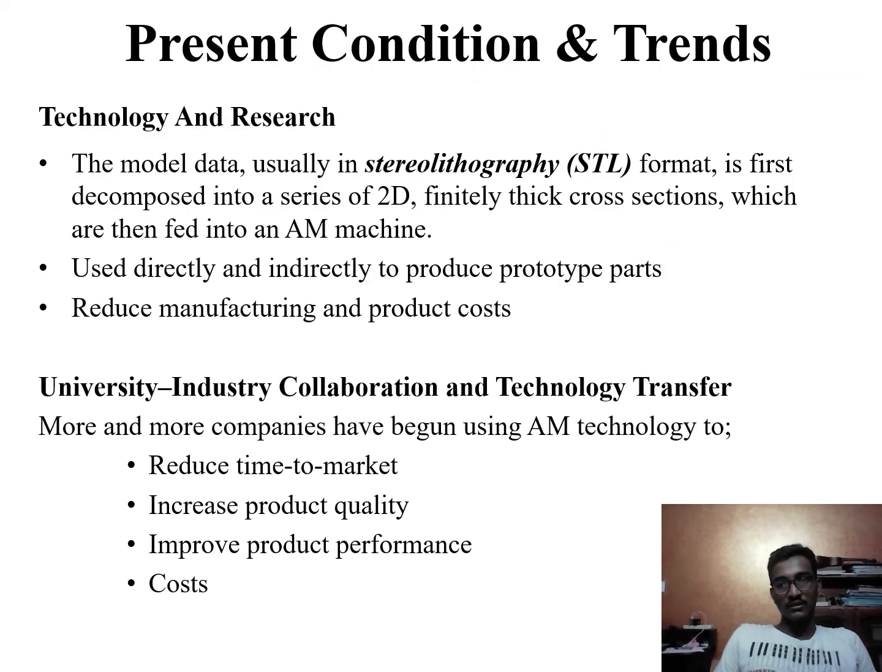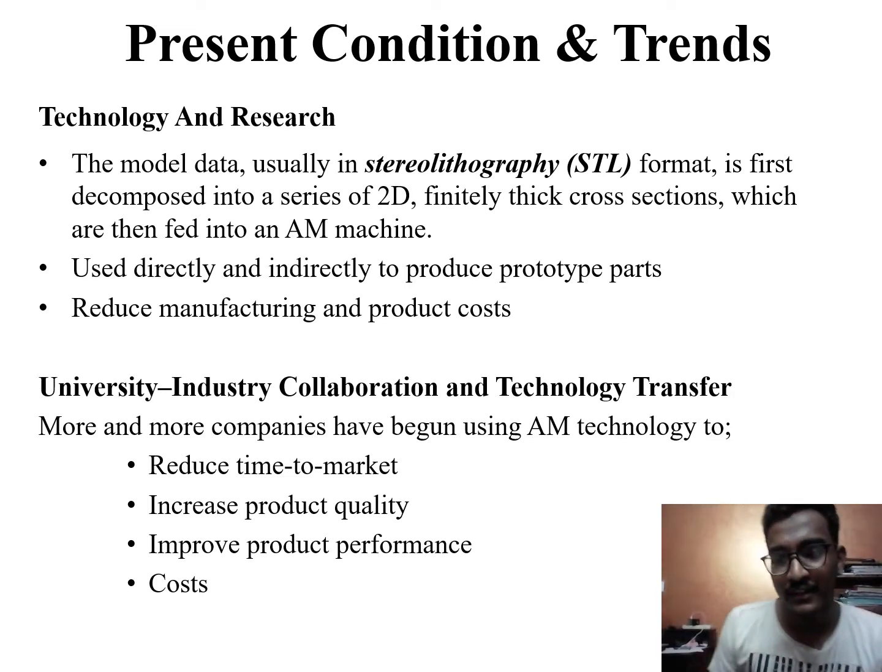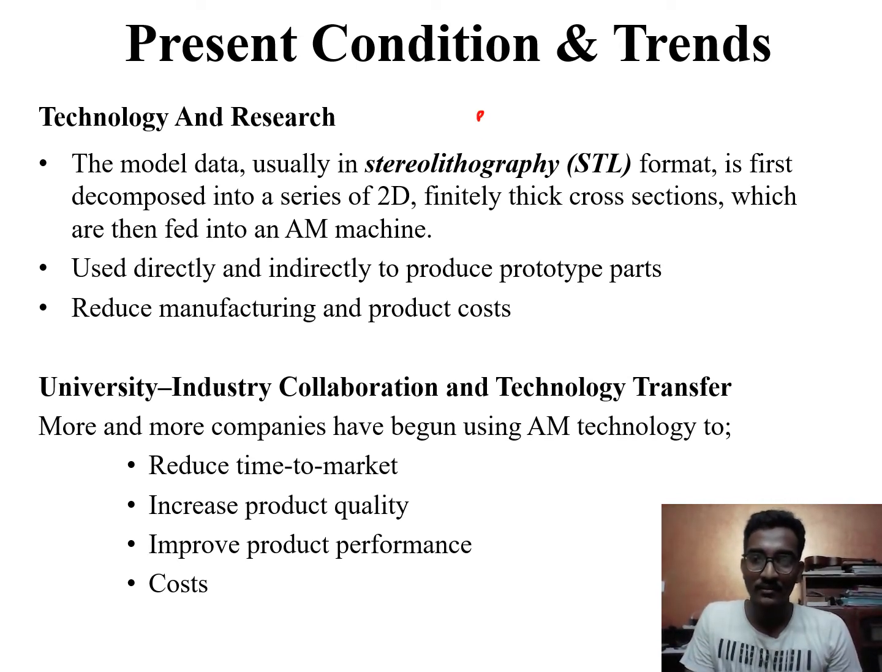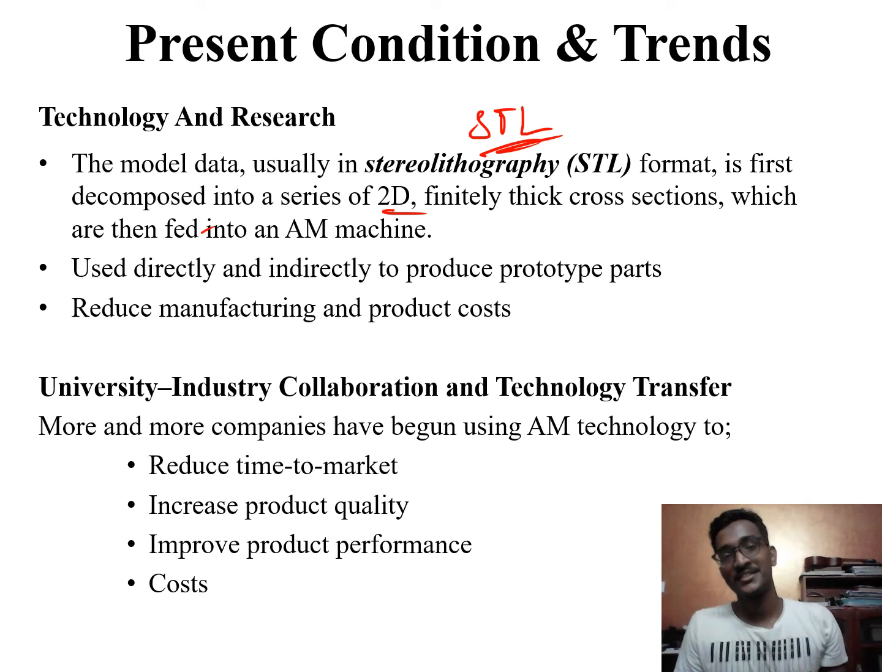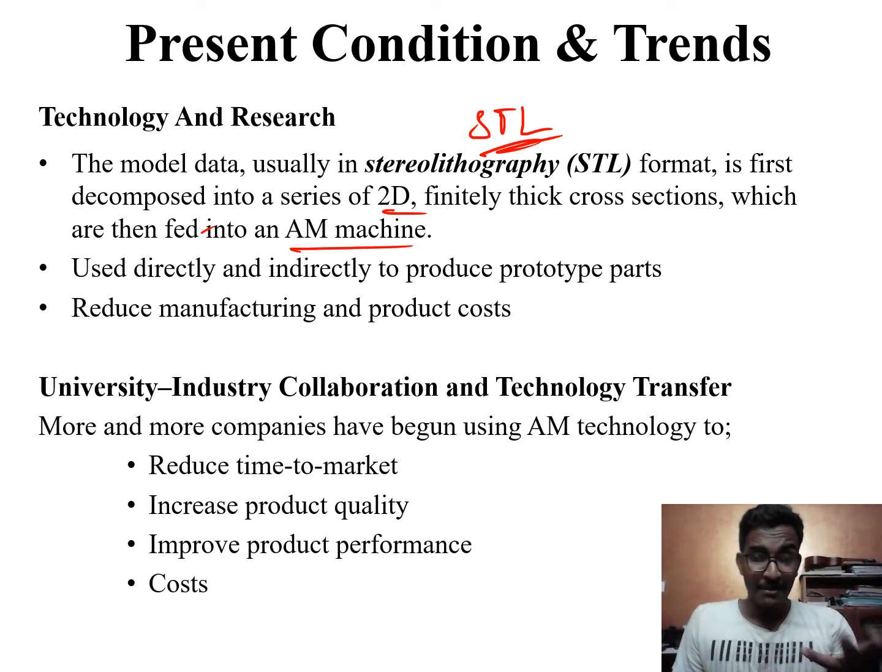There are a few things that we need to remember about present conditions and trends. Much technology is being developed nowadays, and the model data is useful, like in the stereolithography process. It is first decomposed into a series of 2D cross-section areas, then fed into the additive manufacturing machine, so it is used directly and indirectly to produce prototype parts. It's a major technology being used right now, and manufacturing and production costs are also decreasing. There is also more industry collaboration and technology transfer, which we call TOT, transfer of technology.